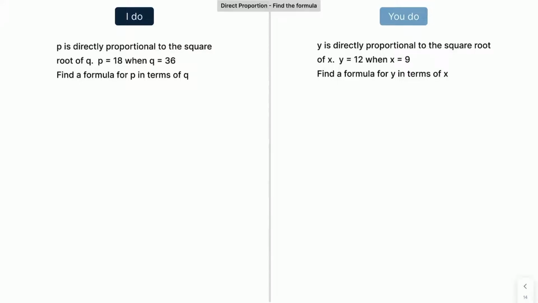And now looking at square roots. So we have p is directly proportional to the square root of q. So again, write the equation out as we've done before. Replace the sign with an equals and a k. Substitute the values in. Rearrange this for k.